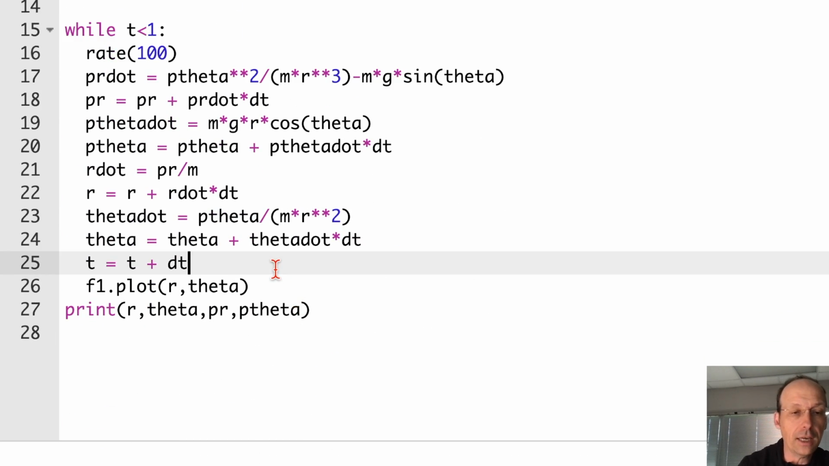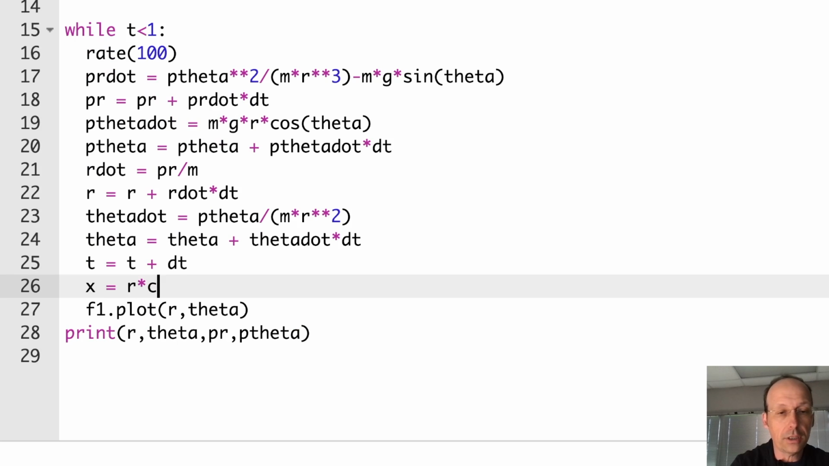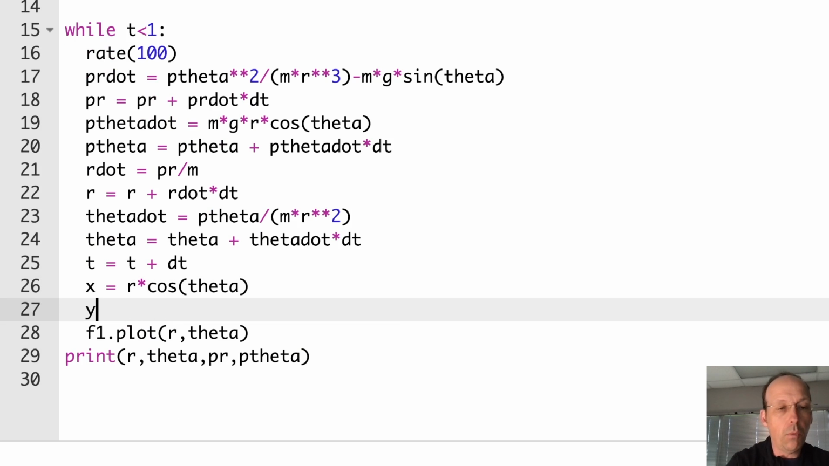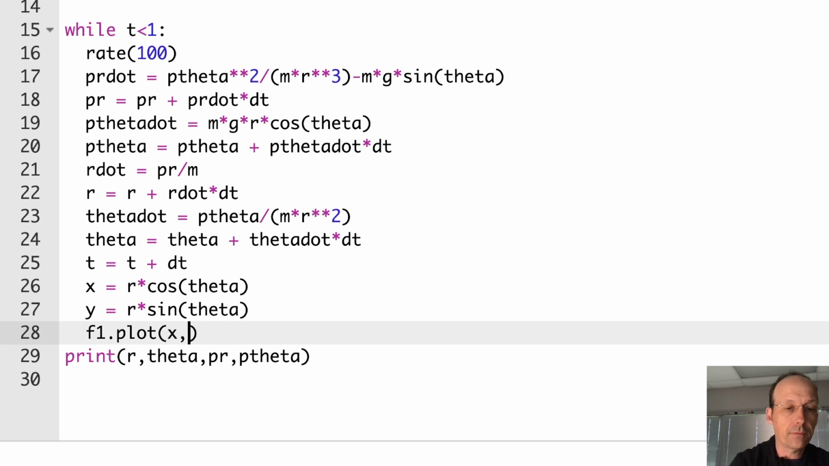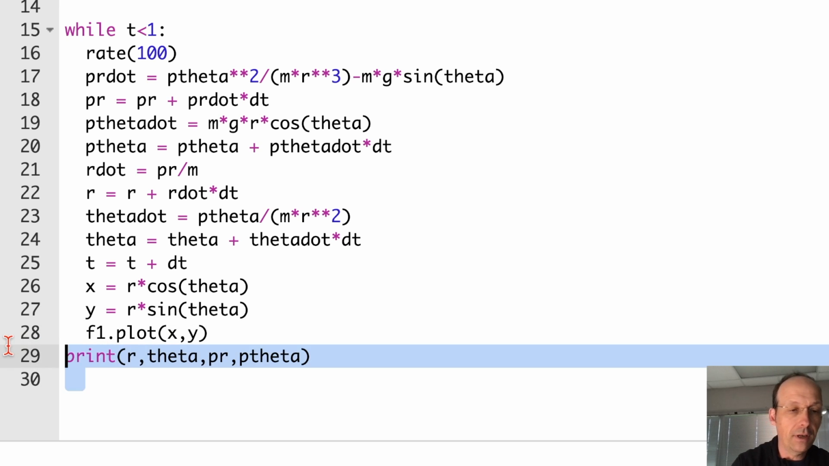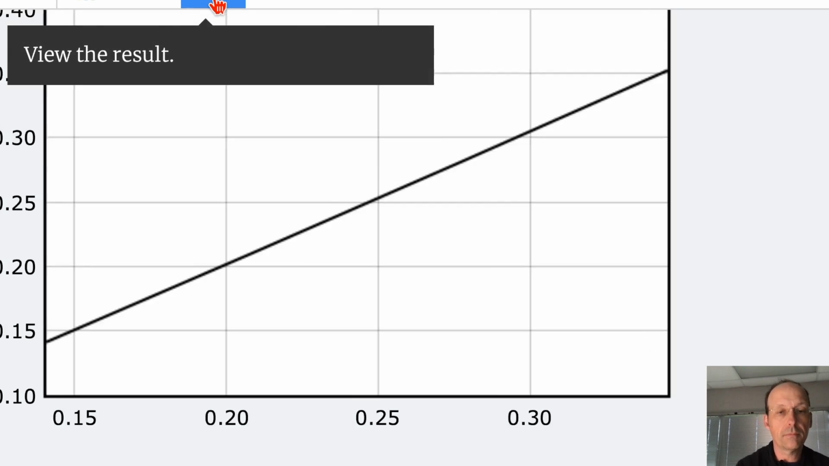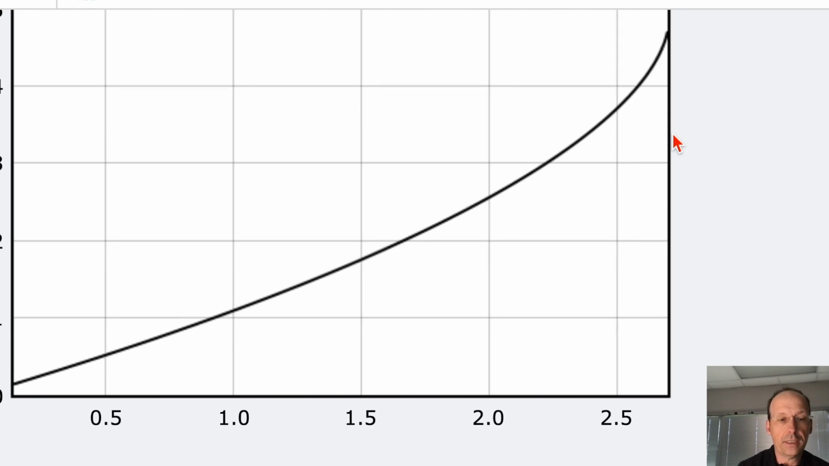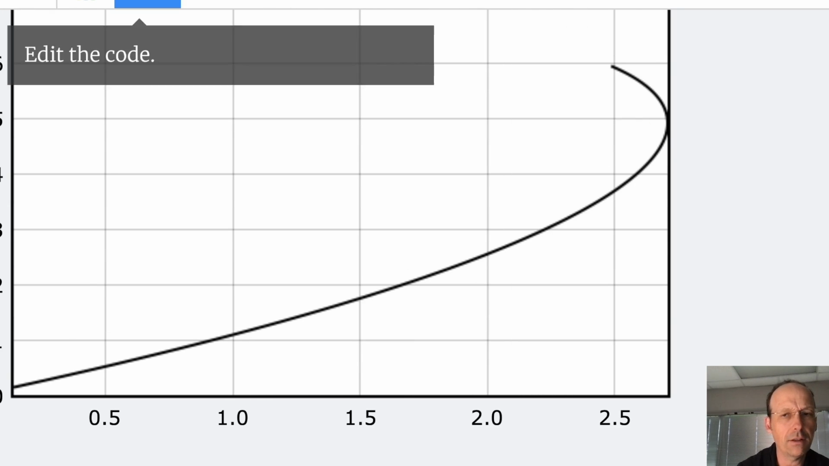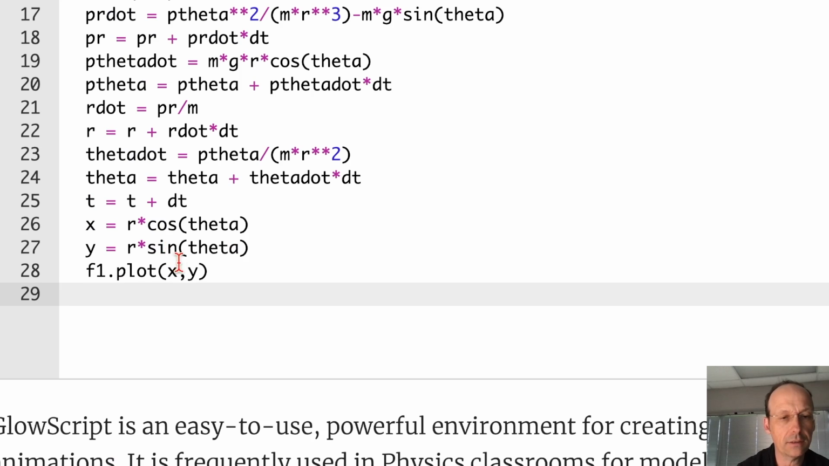So let's calculate X. X equals R times cosine theta. Y equals R times sine theta. And then let's plot X versus Y. I don't need to print this because I found my mistake. Projectile. Oh, what did that do? That looks like a projectile. Did I do Y versus X? X versus Y.